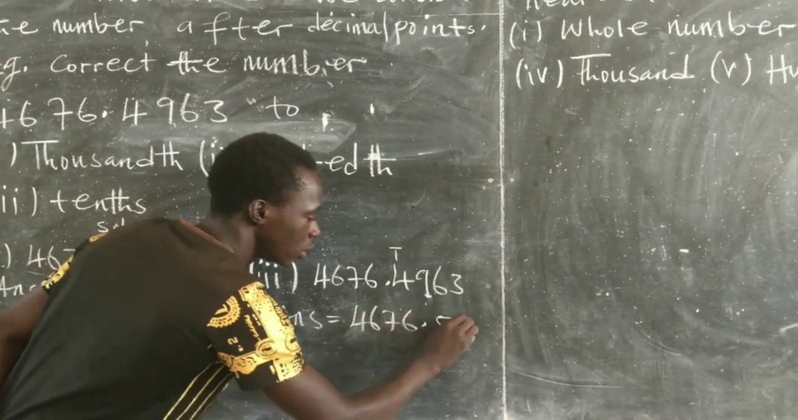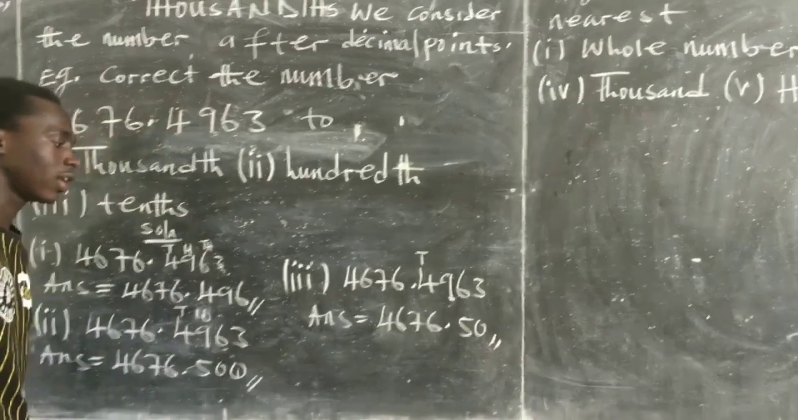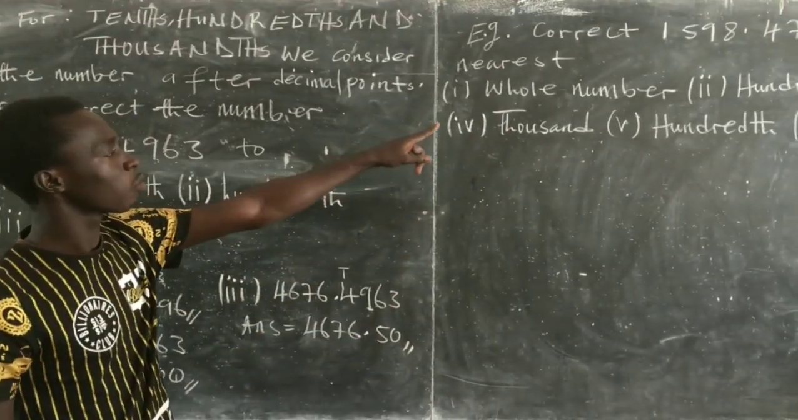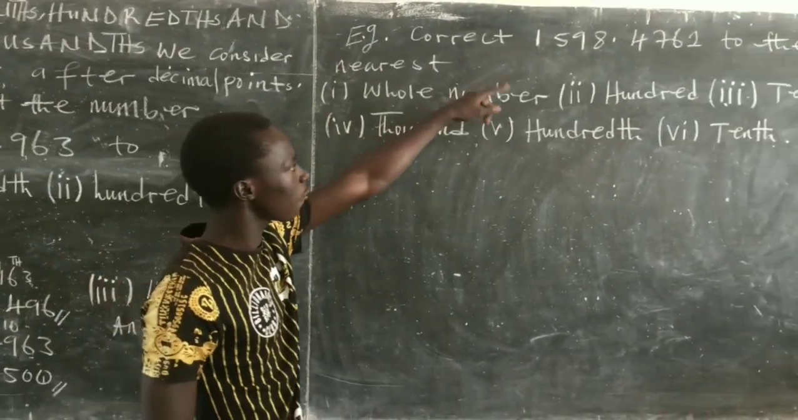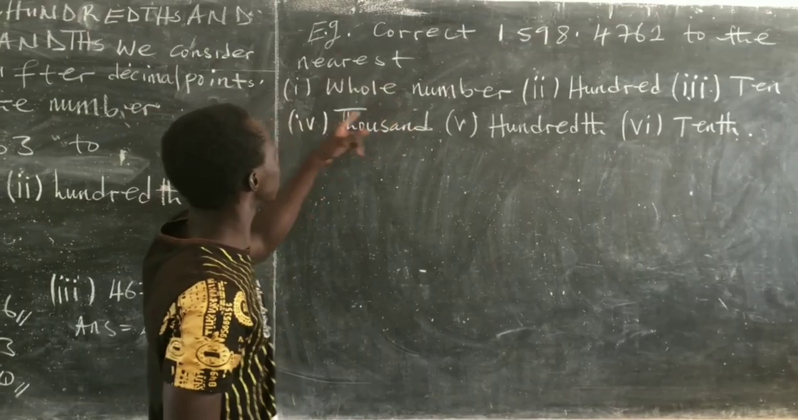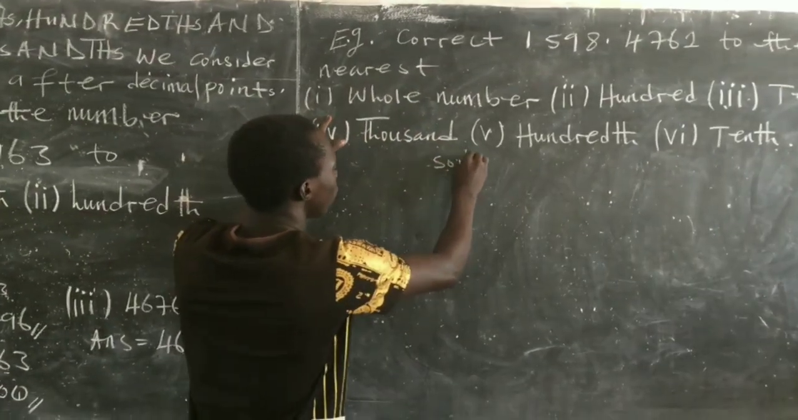Then the 9 will become 0. So that is the 10th digit. So another sample is given. Roman figure 1: 1598.47622, to the nearest whole number.